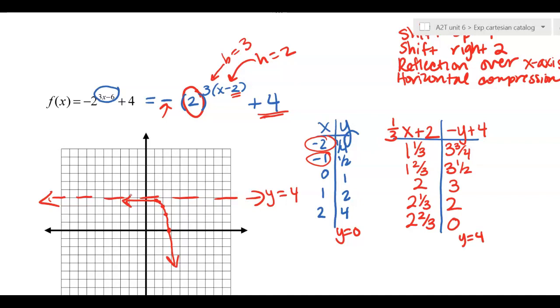Probably the biggest difference here in the parent function is that there could be lots of different parent functions. You need to identify the base, and that one of the numbers in your equation is part of the parent function. You have to make sure you lock that in so you're not trying to use it as a transformation.